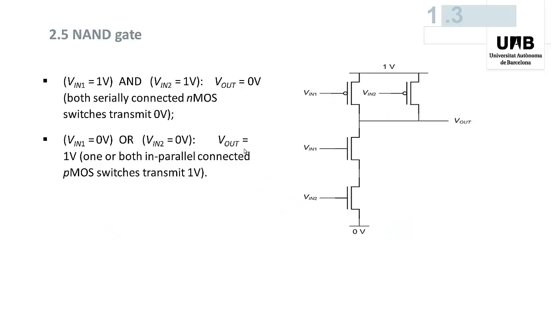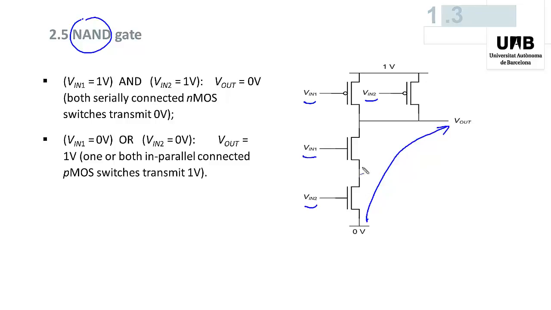A second example, with 4 transistors, we can implement a circuit called NAND gate. If V in 1 and V in 2 are equal to 1, then both PMOS switches are open and both NMOS switches are closed, so that the value 0 is transmitted to the output through the 2 NMOS switches.